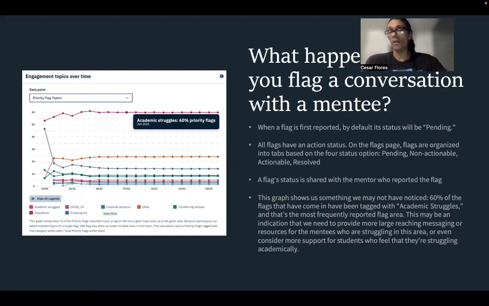And I'm going to show all of you as well how to log this on the Mentor Collective website after. So sit still. But again, this graph example, all it does is show, let's say, for example, 60% of the flags that have come in have been tagged with academic struggles. You can see that compared to everything else down here, by this example, academic struggles tend to be the highest rate of topics that are flagged.